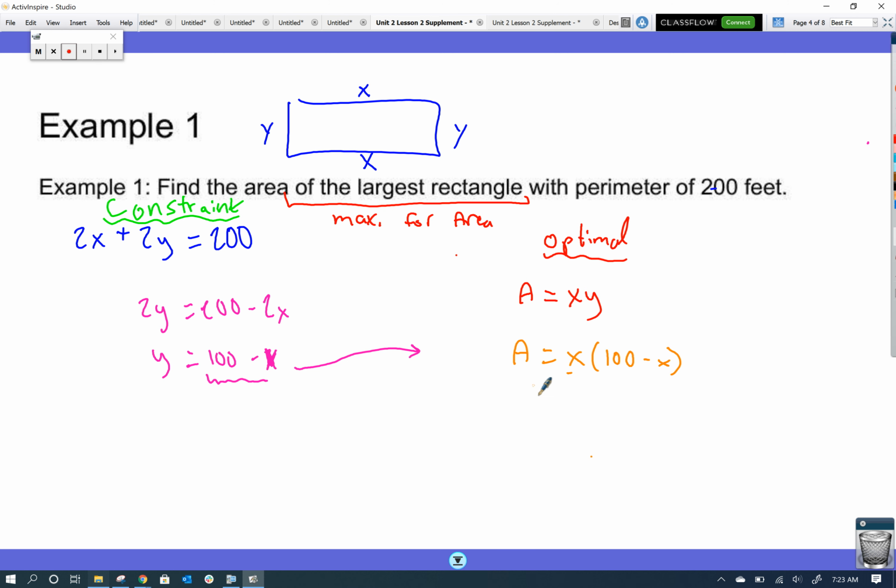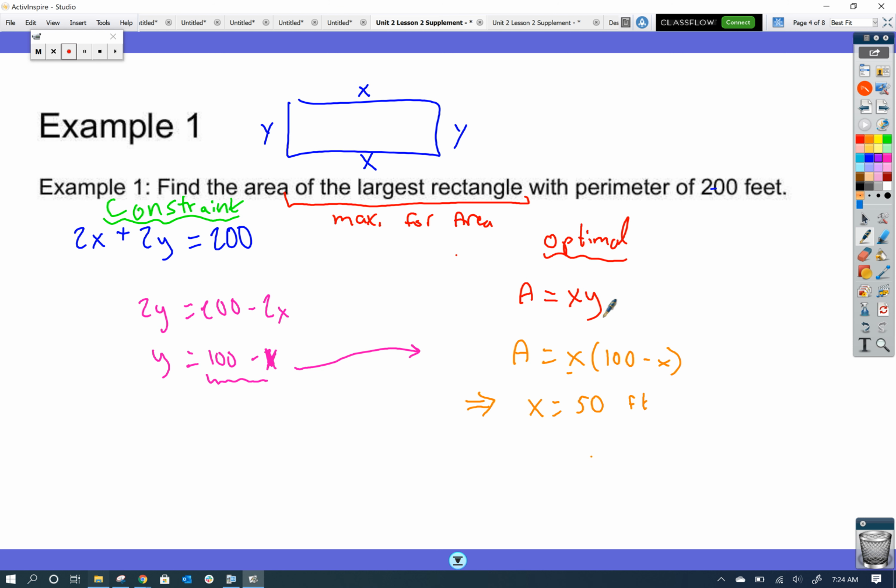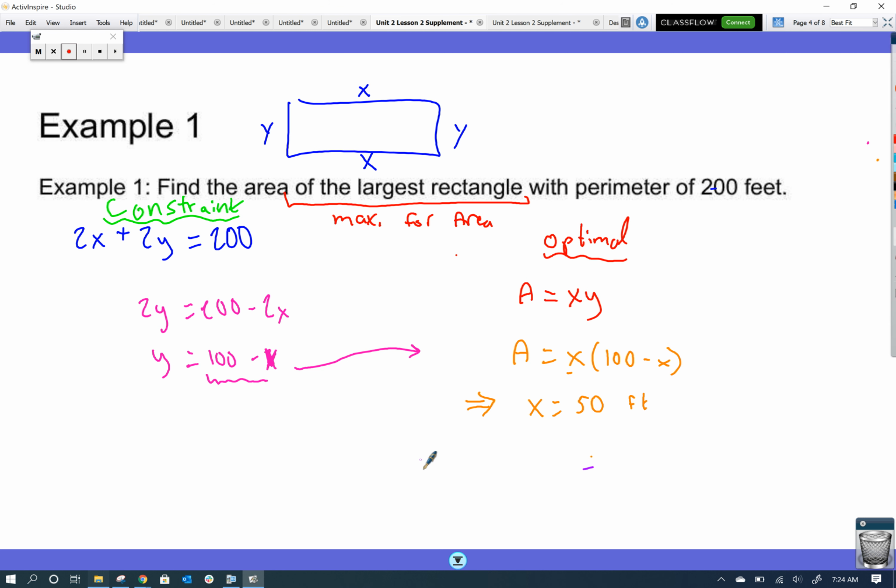Okay, so when we solve, we put an implies sign. So this algebra equation implies that x is 50 for our max. All right, so this is 50 feet. Then this is not the answer though. We didn't actually answer the question. Find the area. Okay, so how do we find area? We need a length times width. So I have a length times width right here, x times y. So let's find our y.